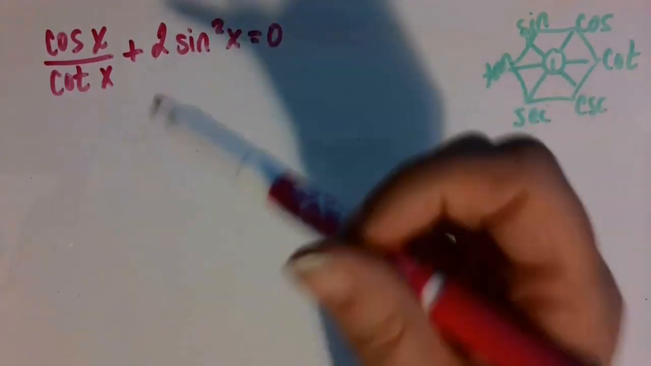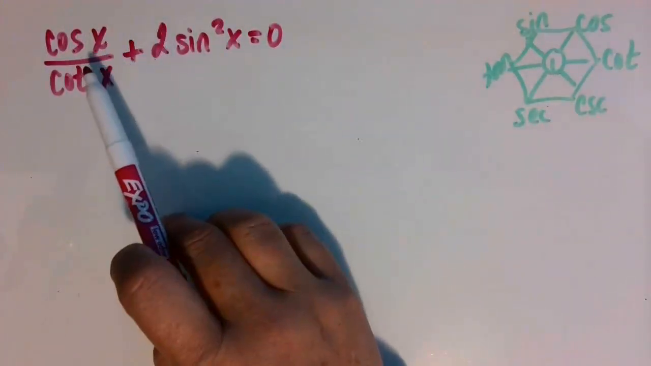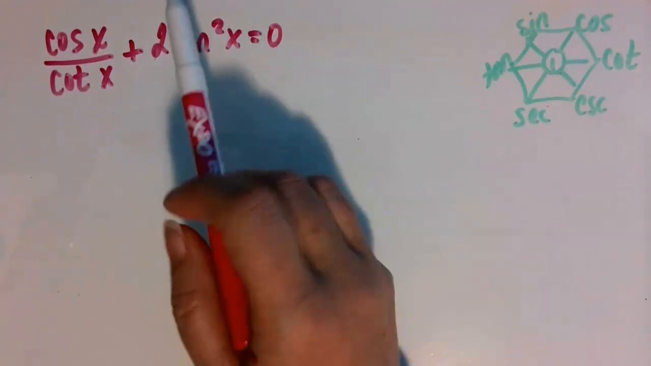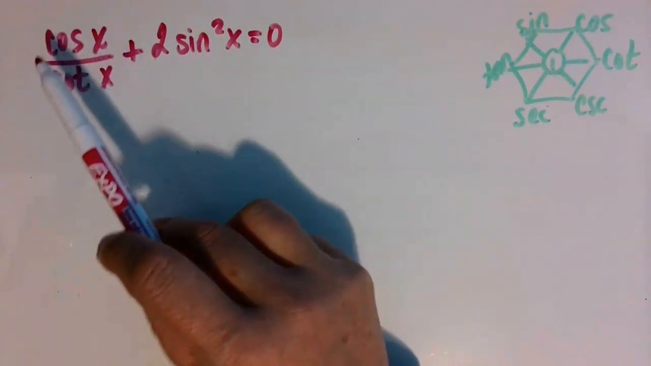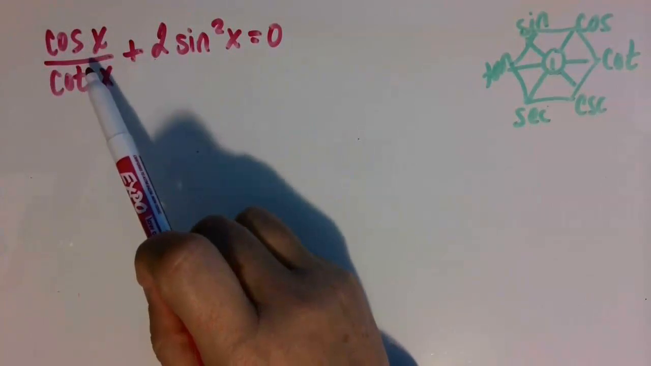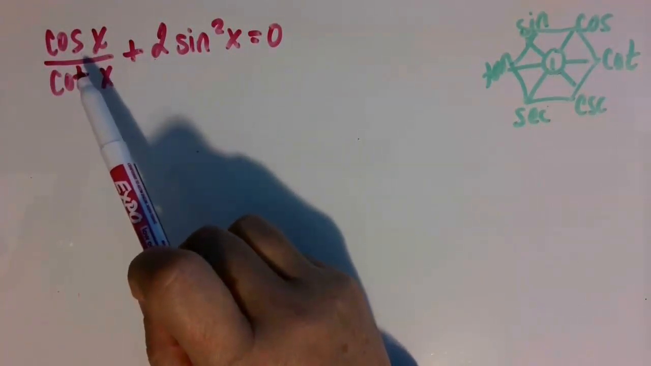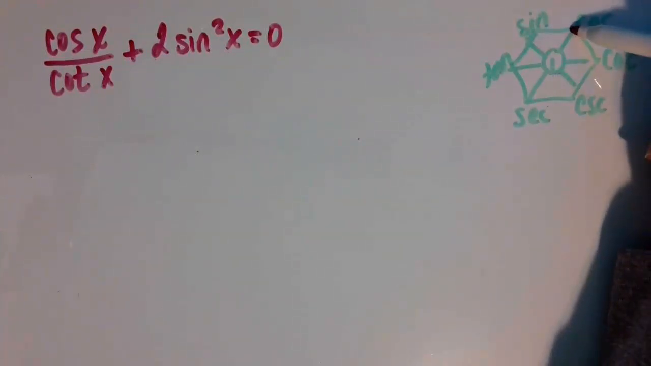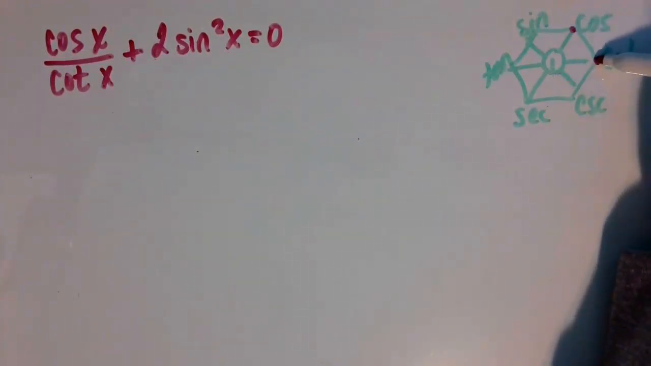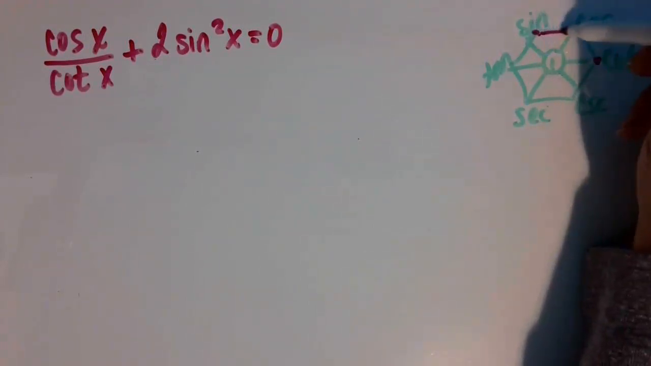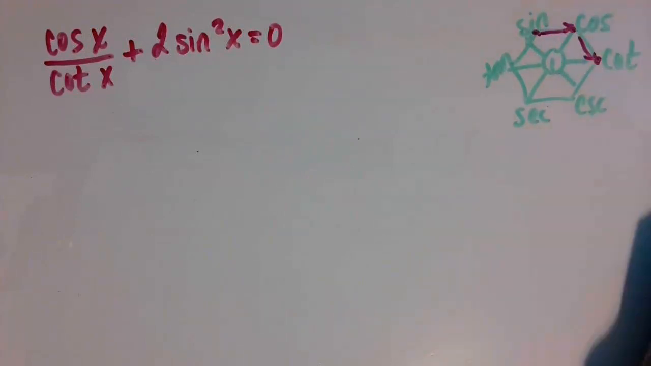So in this example, we have cosine of x divided by cotangent of x plus sine squared x equals 0. And this quotient identity we're going to look for on the trig hexagon, remembering that quotients represent two consecutive vertices in either direction. So cosine divided by cotangent is equal to sine, right? Because sine has two consecutive vertices, cosine divided by cotangent.